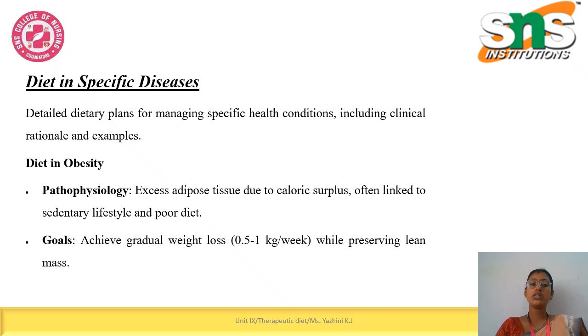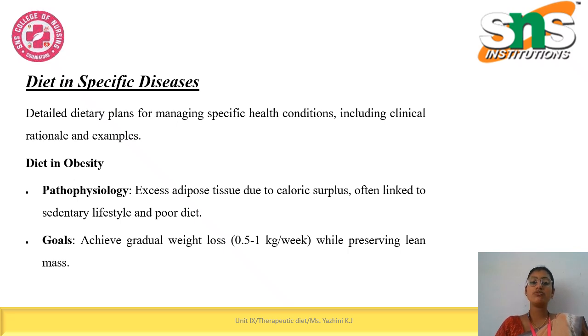In obesity, we will be seeing the main pathophysiology, which is excessive adipose tissue. We all know obesity is excessive adipose tissue, which is due to excessive calorie intake in obesity patients. It is often linked to sedentary lifestyles and poor diet management.